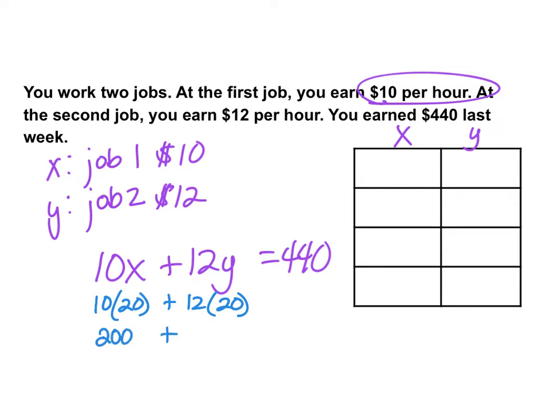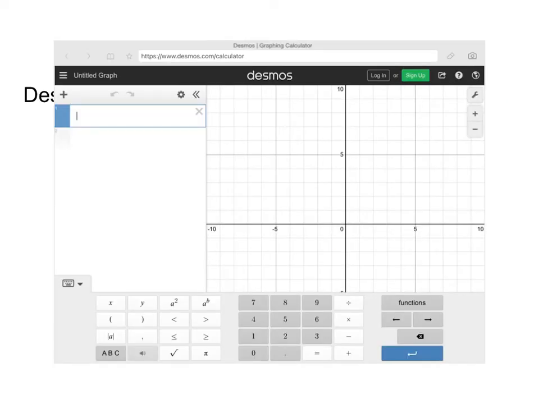12 times 20 is 240, which gives me the 440. So that means I can work 20 hours at both jobs and make $440. Let's go back to our graph. Well, I guess since Desmos is not being my friend right now, this is just to give you an example that you can use different values to get the amount of hours that you would work. Ordered pairs.